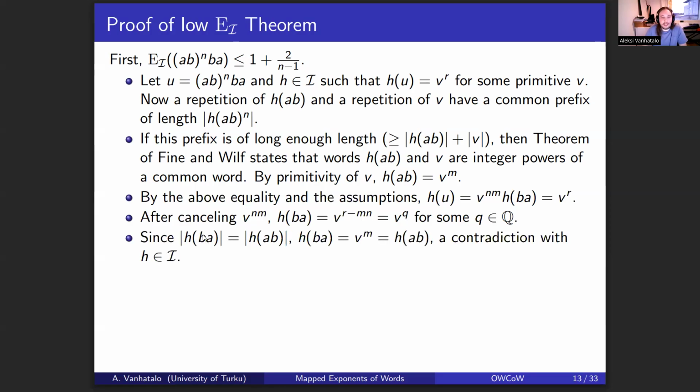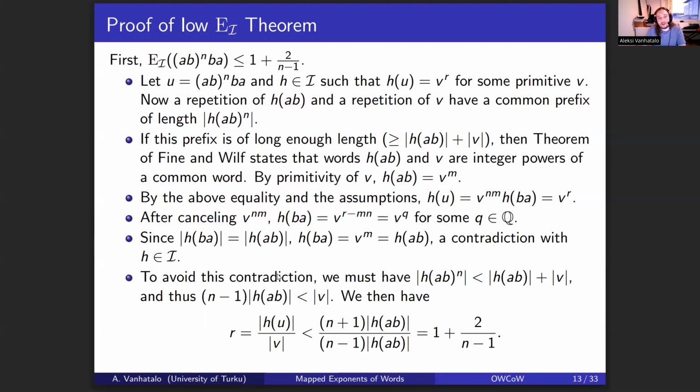But obviously it is of the same length as the image of AB. So at this point, we can conclude that they are the same. The image of BA and the image of AB are the same. This contradicts the fact that we started with the injective morphism. And to avoid this contradiction, we must have that this common prefix that we have is small enough in length.